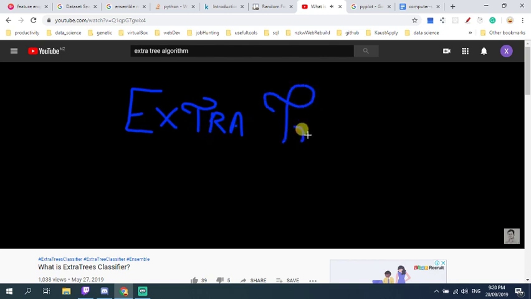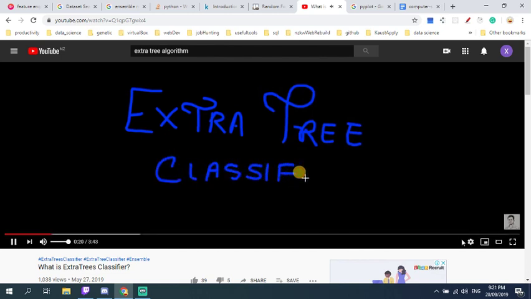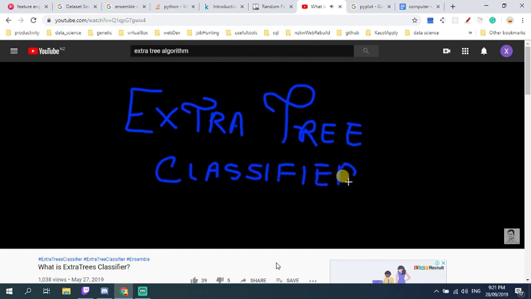In this video, we look at a different category of ensemble learners called as extra tree classifiers. Extra tree classifiers seem much more faster when compared to a random forest. So we'll try to bring out the differences between an extra tree classifier and a random forest. So let's get started.